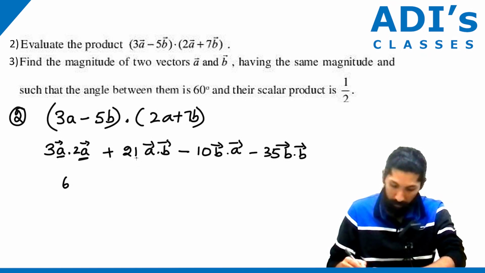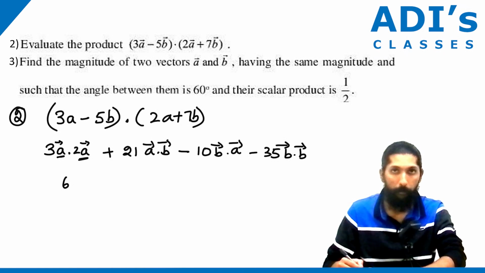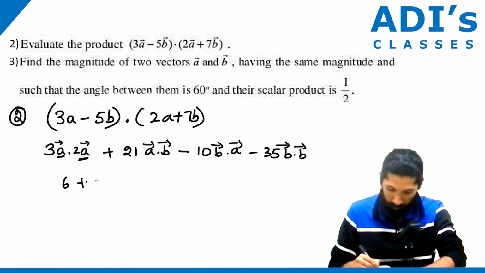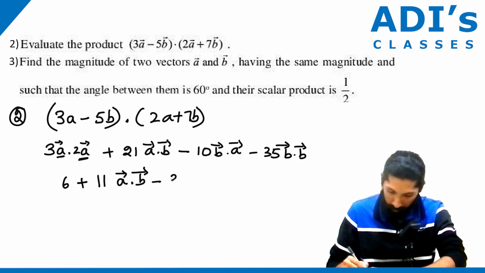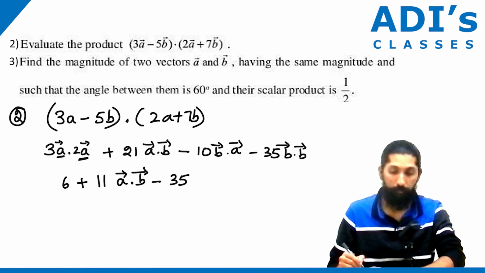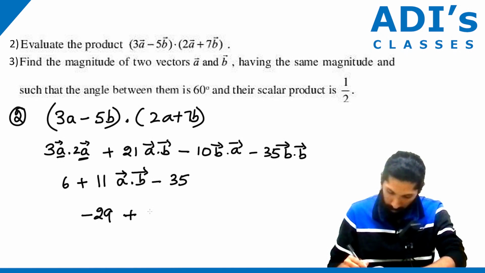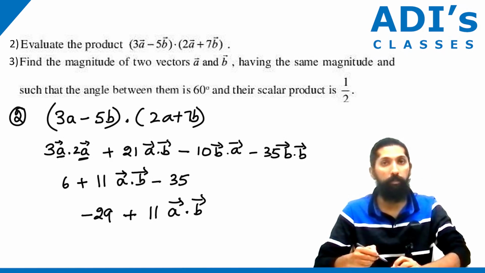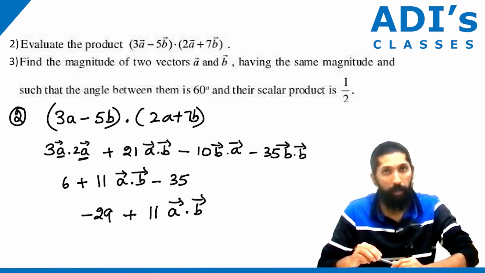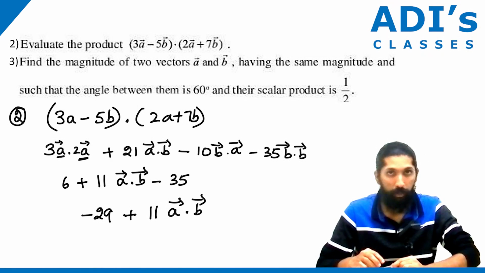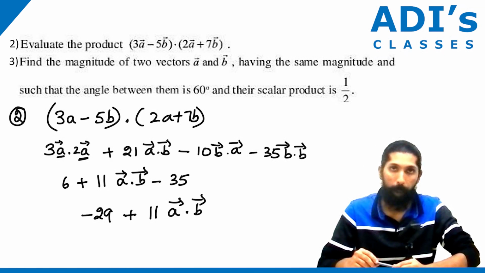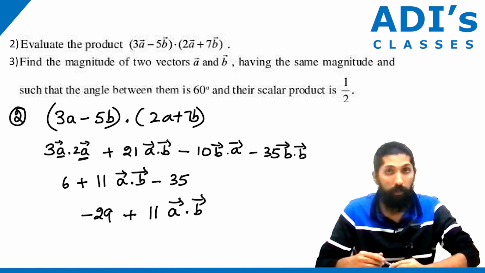Remember, vector A into vector A is 1, correct? 6, 20. See, B dot A and A dot B are one and the same. So 21 minus 10 is 11, plus 11 times vector A dot vector B, minus 35. Correct? 6 minus 35 is minus 29. So minus 29 plus 11 into vector A dot vector B. Now, since they have not given whether vector A and vector B are perpendicular, parallel, or what, let's keep the answer as it is. Alright? So the answer for the second one is given here.